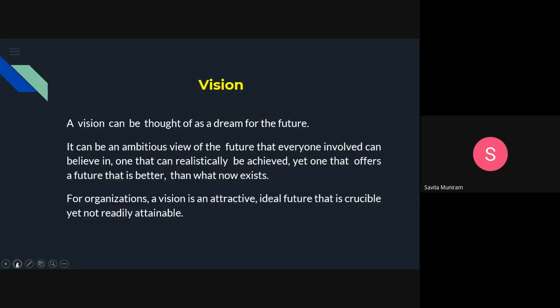A vision can be thought of as a dream for the future. It can be ambitious, a view of the future that everyone involved can believe in. One that can realistically be achieved, yet one that offers a future that is better than what now exists. For an organization, a vision is an attractive idea of the future that is scalable yet not really obtainable. Next slide.